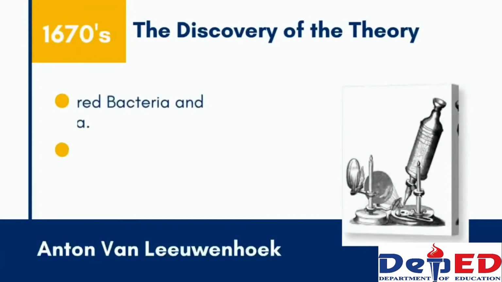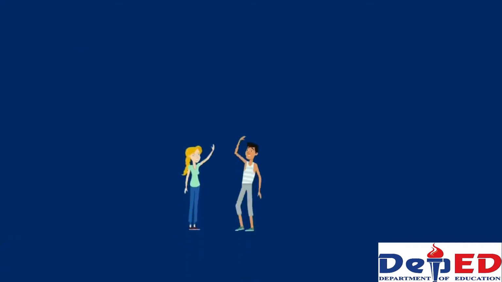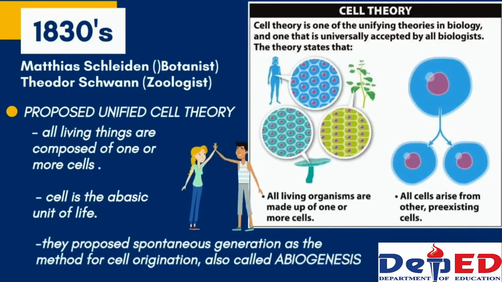In the 1670s, van Leeuwenhoek discovered bacteria and protozoa. Later advances in lenses, microscope construction, and staining techniques enabled other scientists to see some components inside the cells. By the late 1830s, botanist Matthias Leiden and zoologist Theodor Schwann were studying tissues and proposed the unified cell theory.